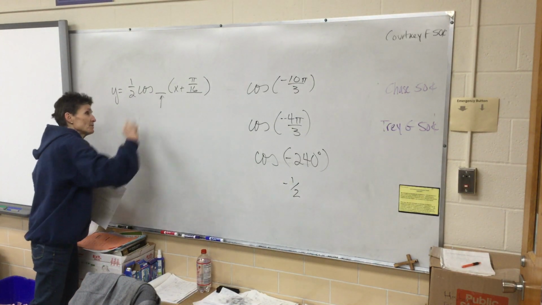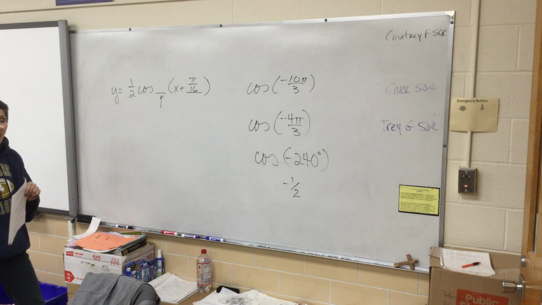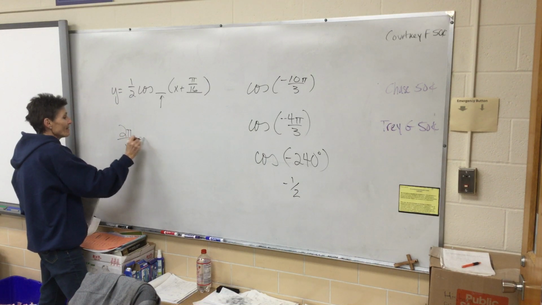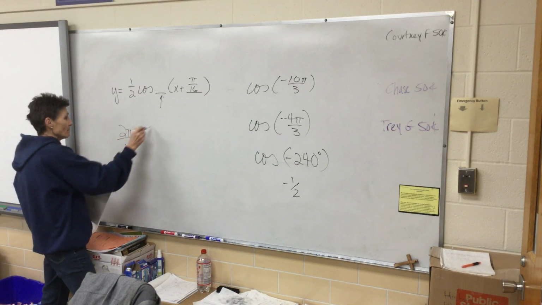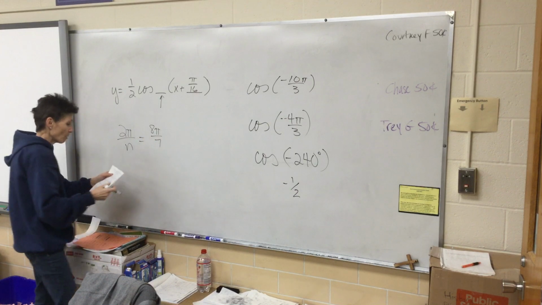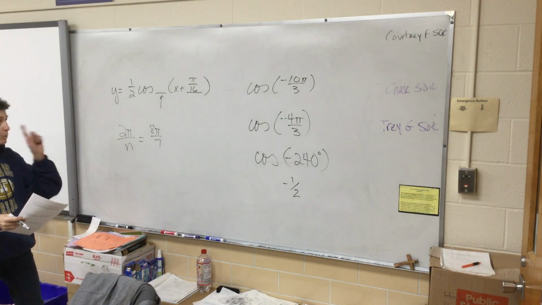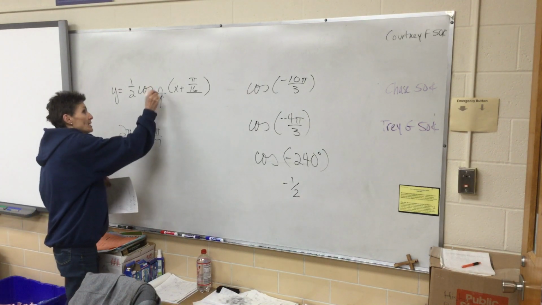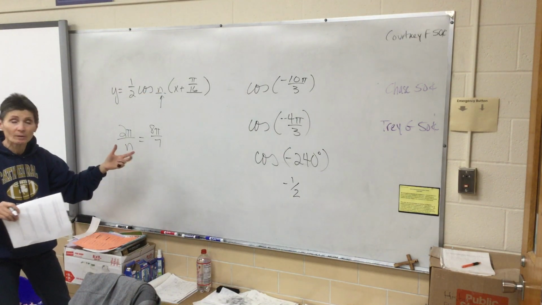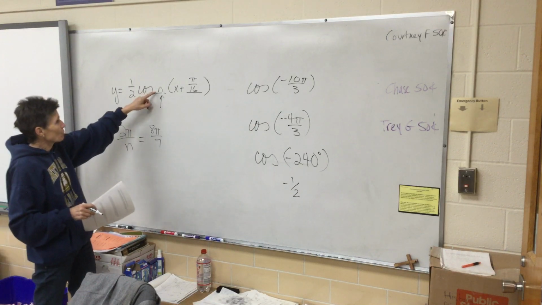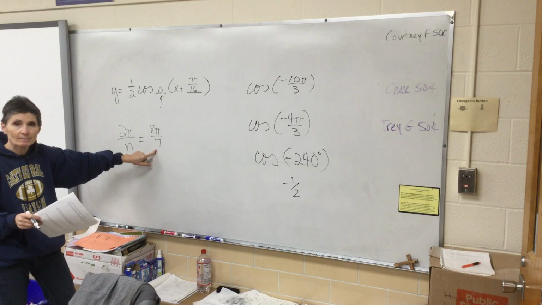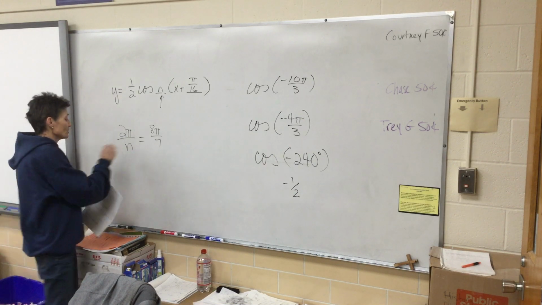And now I need to figure out this number. Now that number influences the period. I know that 2 pi divided by that number gives me my period, which in this problem is 8 pi over 7. Remember, 2 pi divided by this number, I'll call it n for the time being. You may call it b, sometimes we call it b, whatever you call it. So 2 pi divided by that number is going to give me my period. So I'll just figure out what that is.